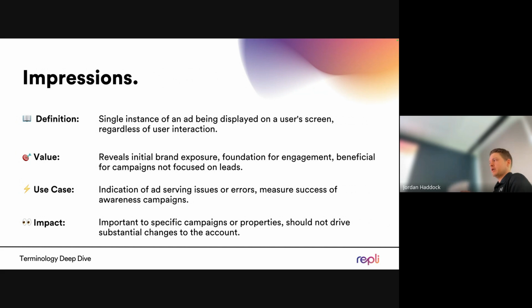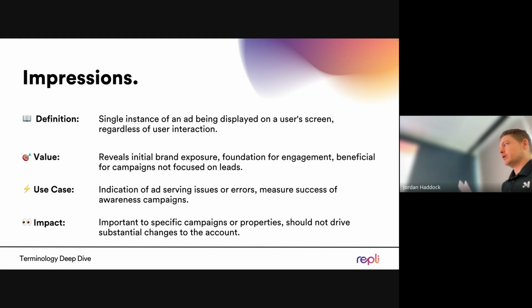It also is a really good indication of ad serving issues. There have been times where impressions have been uniquely low on a given month, and then we'll look into that campaign and we'll see that Google's marked a certain ad incorrectly with a certain error, which has prevented the ad from serving, and then we have to get in contact with Google. So it is uniquely a really good measurement of ad serving issues, and it helps us with those as well.